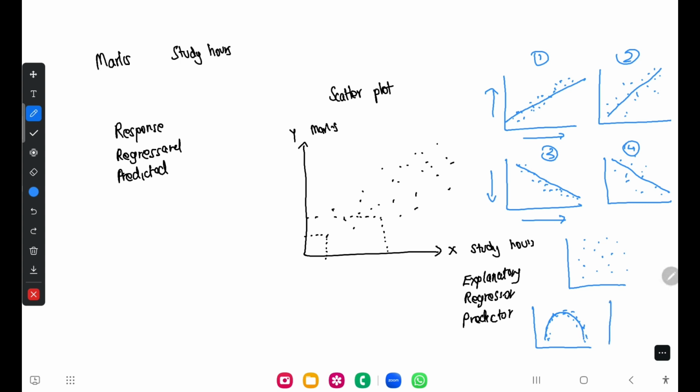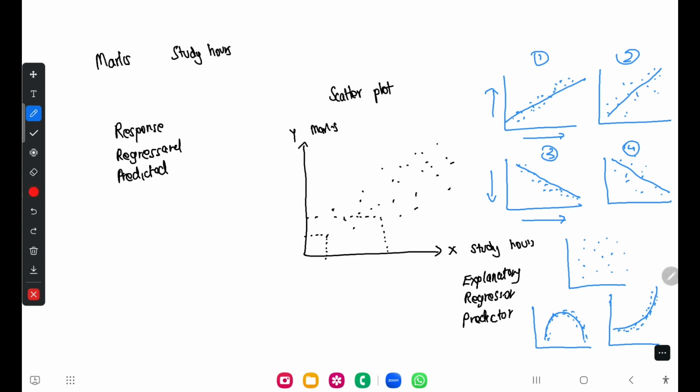If I give another example, the plotted points are something like this. If I fit a line, it's going to be like this. So this is not a straight line, but it shows a relationship. These are called nonlinear relationships. So basically using a scatter plot, we can get a rough idea of what the relationship is.